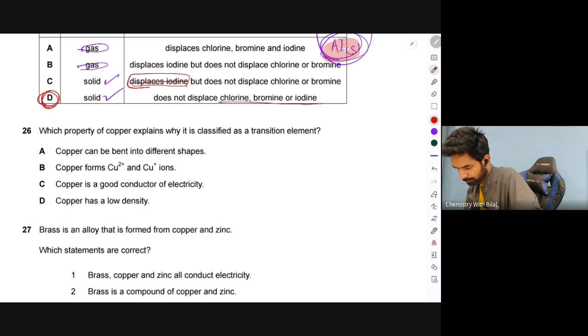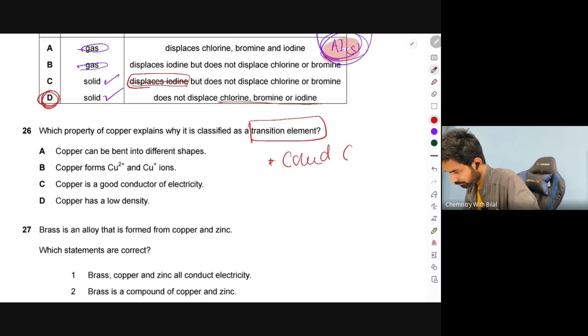Which property explains why copper is a transition element? First let's write down the properties of transition elements. Colored compounds, act as catalysts.